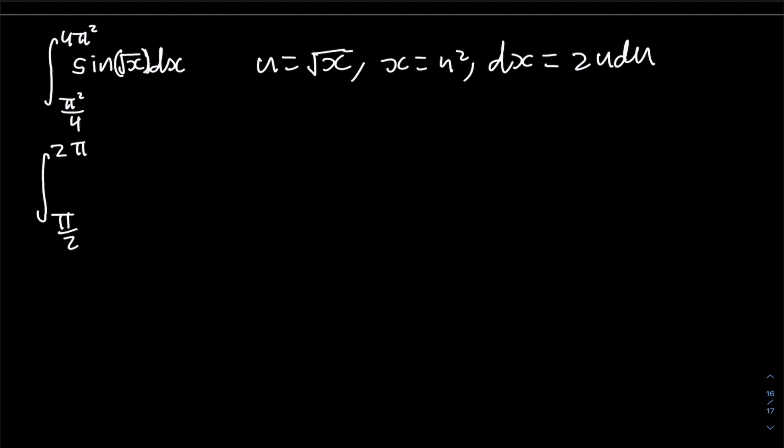So now we have the integral from pi over 2 to 2 pi of the sine of the square root of x. Well, the square root of x is our u, so we can put our u here. And our dx is 2u du. So why don't we also take that 2 out, so we have a 2 here, and now we just have a u du.